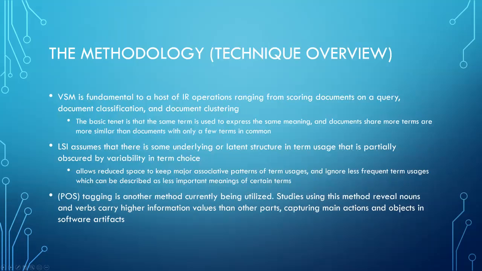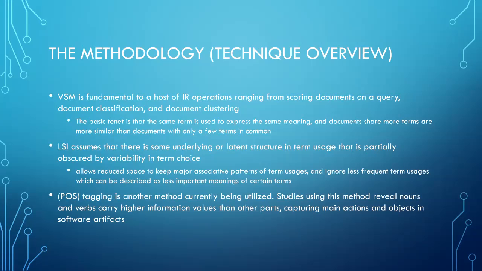Next, we're going to review some of the techniques mentioned in this article. First is the vector space model. VSM is fundamental to a host of IR operations ranging from scoring documents on a query, document classification, and document clustering. This approach utilizes a methodology called cosine similarity.